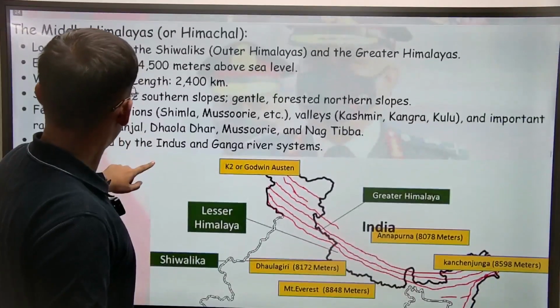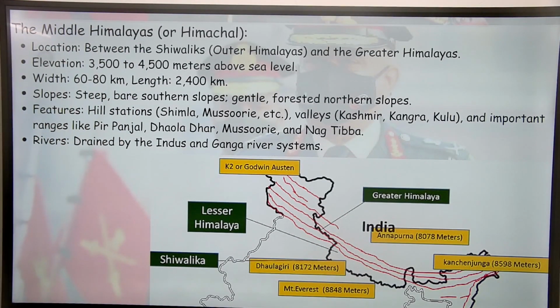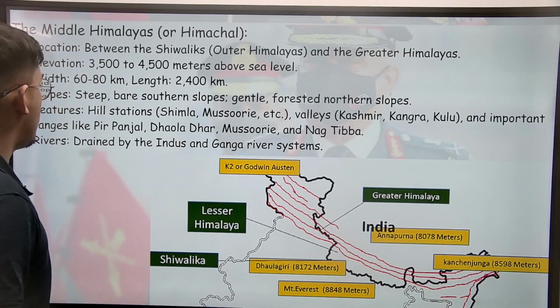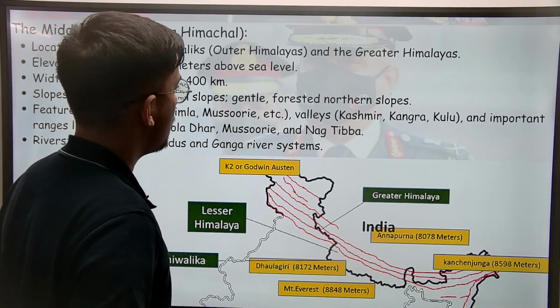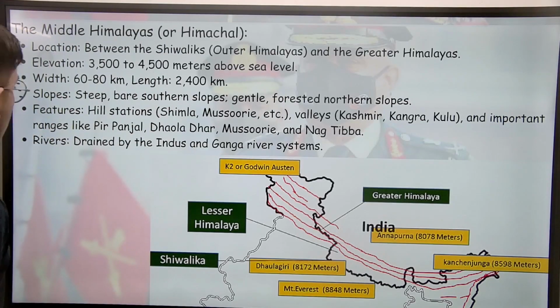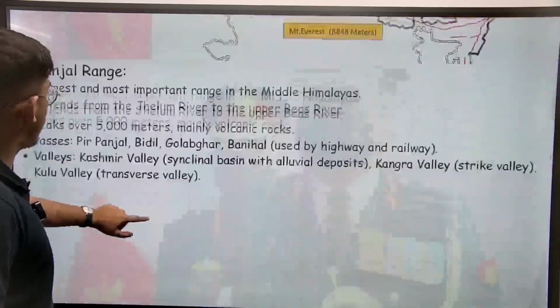Now we come on to the Middle Himalayas or Himachal. Location is between the Shivaliks and the Greater Himalayas. Elevation is 3,500 to 4,500 meters above sea level. Width is 60 to 80 kilometers. Length is 2,400 kilometers. Slopes are steep, bare southern slopes, gentle forested northern slopes. Features are hill stations such as Shimla, Mussoorie, etc. Valleys are Kashmir, Kangra, Kulu, and important ranges like Pir Panjal, Dhauladhar, Mussoorie, and Nag Tibba. Rivers are drained by the Indus and Ganga river systems.